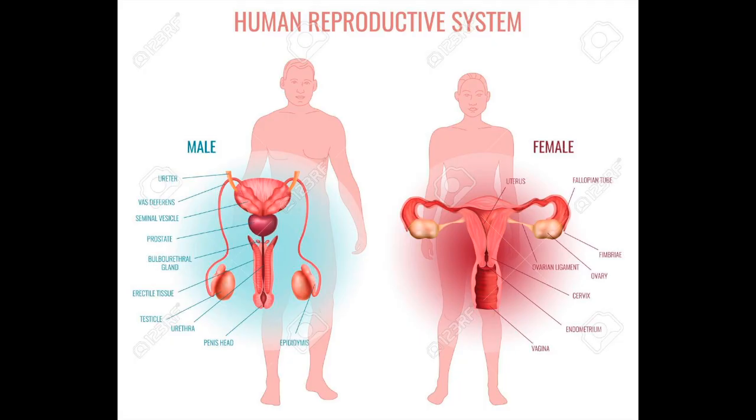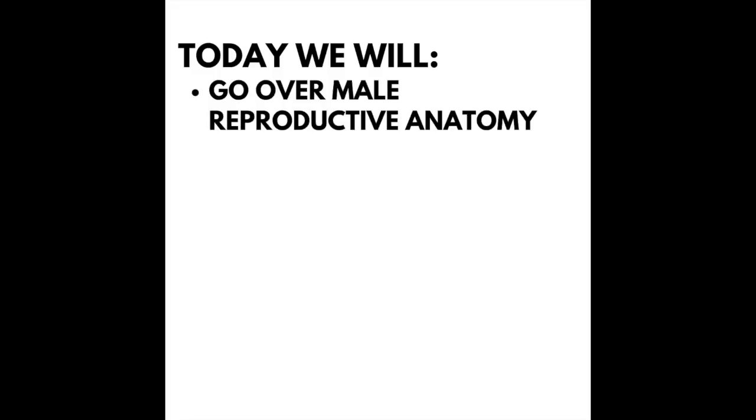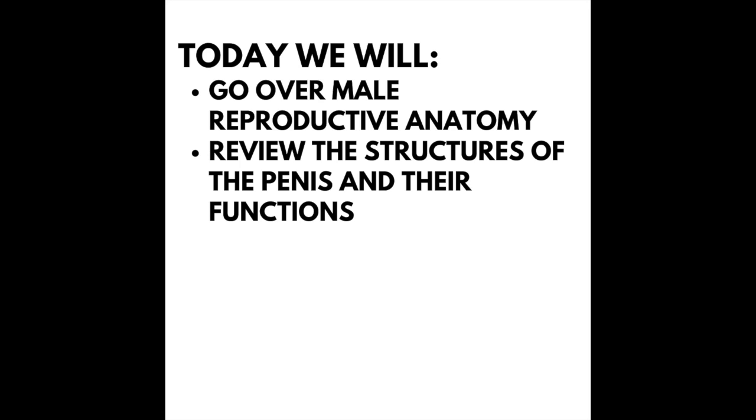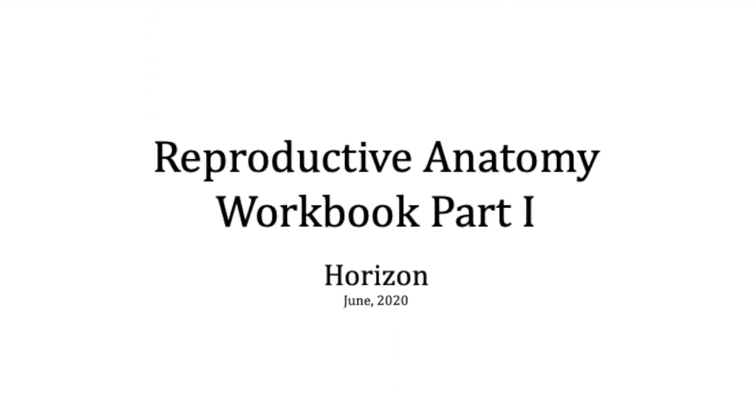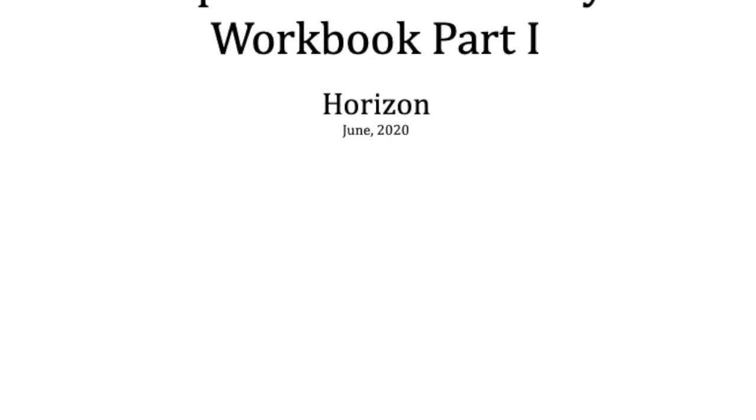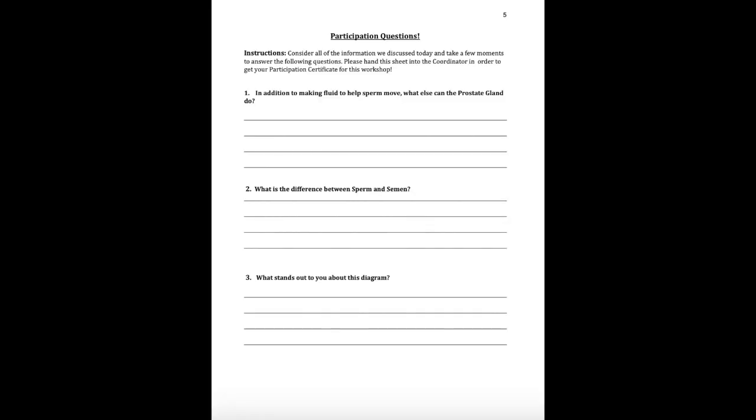So, today we'll be diving into our first topic, reproductive anatomy, part one, the male body. So, today you can expect to go over male reproductive anatomy, review the structures of the penis and its functions, and fill out and identify the male reproductive anatomy worksheet. So everyone should receive a worksheet packet where you will use this to follow along with the workshop. In order to get credit for your attendance, please make sure you fill out the participation sheet and hand it into the coordinator at the end of the workshop.